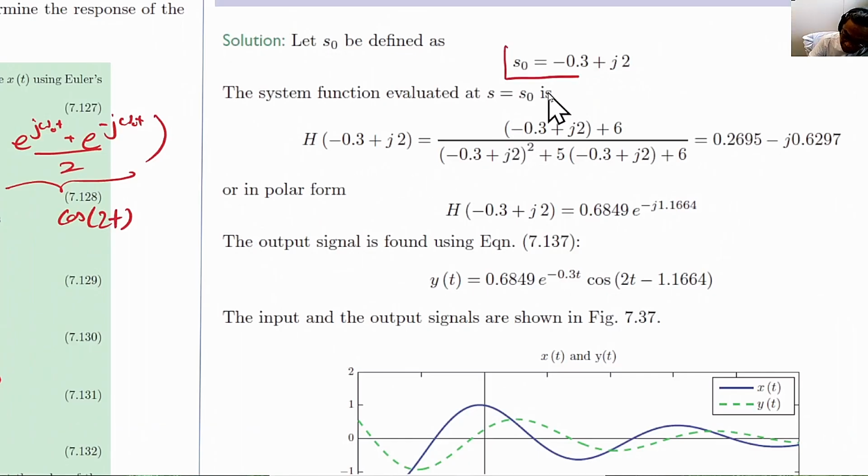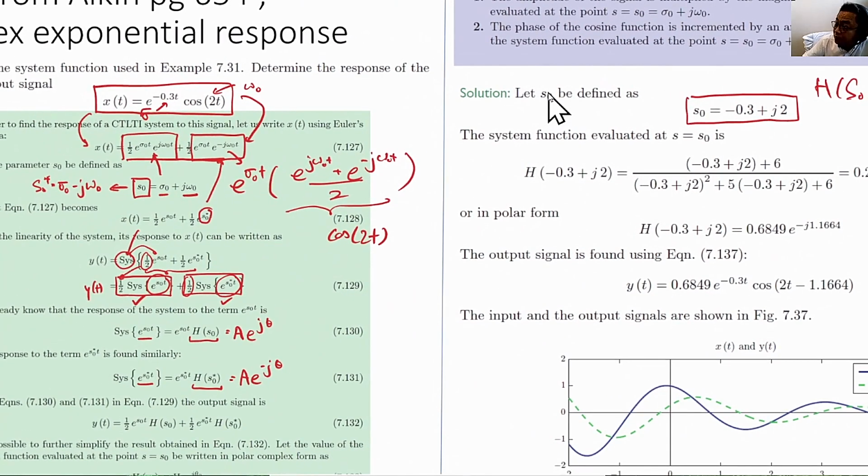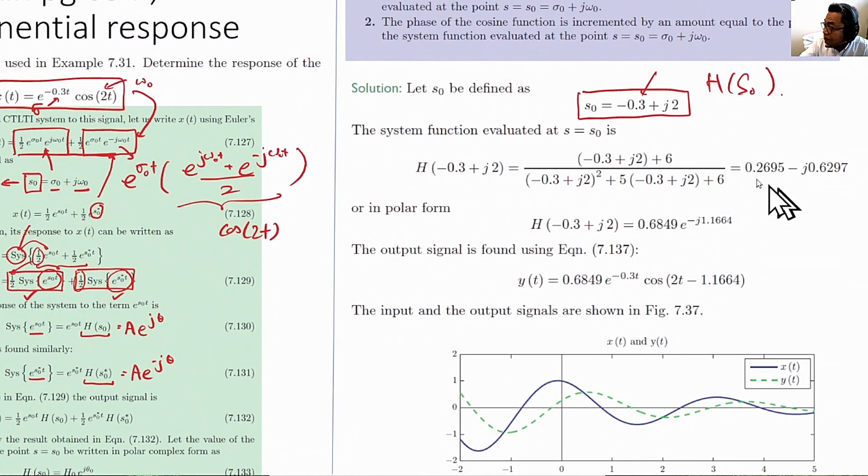Alright, let us find the gain H(s naught). What is s naught? Sigma is minus 0.3, and omega naught is plus 2, so s naught is minus 0.3 plus j2. We substitute this, sigma naught plus j omega naught, into the H(s). We'll get this value in rectangular form, and we'll convert it into polar notation. So again, this is A angle theta, where A is the magnitude and theta is the phase.